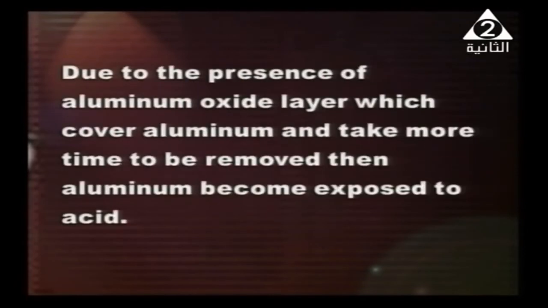Aluminum metal delays in its reaction with hydrochloric acid. Why does aluminum metal delay in its reaction with hydrochloric acid? Due to the presence of an aluminum oxide layer which covers the aluminum and takes more time to be removed. Then the aluminum becomes exposed to the acid and the reaction takes place.